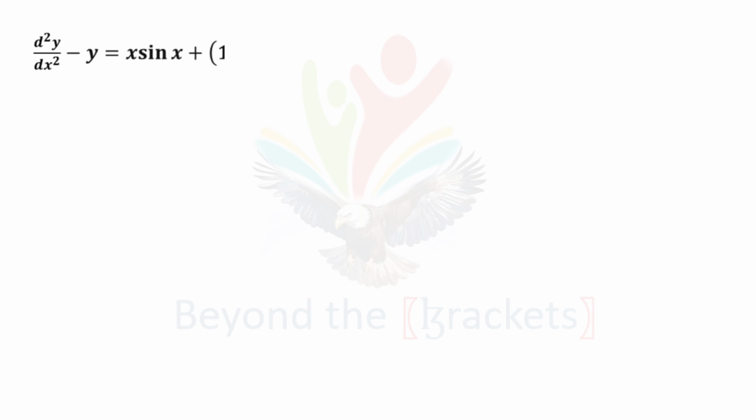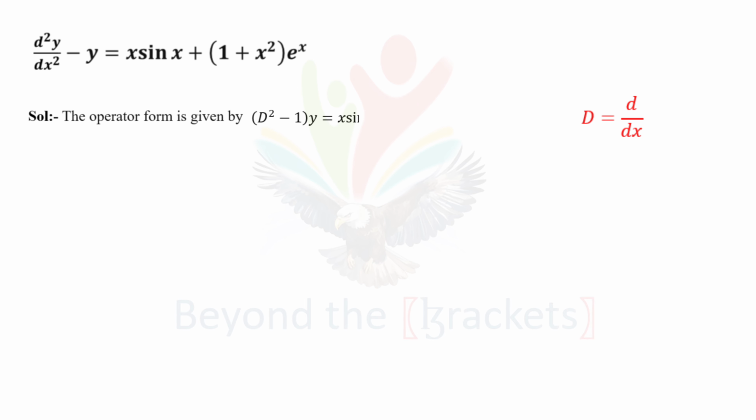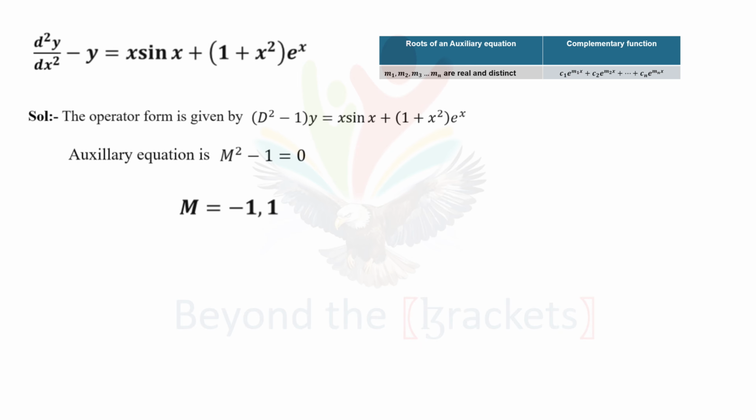Moving on to the second question, we first write the operator form by replacing d by dx with D to get (D square minus 1) into y is equal to x sin x plus (1 plus x square) into e power x. To find the auxiliary equation, replace D with m and equate the equation to 0. We get m square minus 1 equal to 0. Roots of this equation are minus 1 and plus 1, which are real and distinct roots.